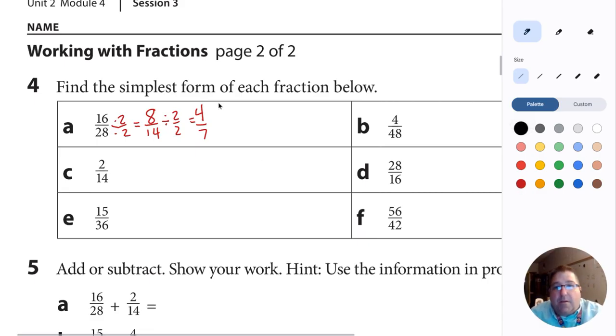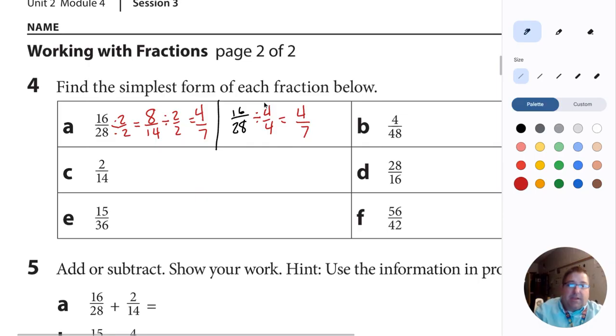But I also want to show you another way to think about this. If we start over, what if we find the greatest common factor? So this time, well, for 16, I know 4 works, right? It turns out 4 is going to be the greatest common factor that they both share. So if we divide by that, 16 divided by 4 is 4, and 28 divided by 4 is 7.